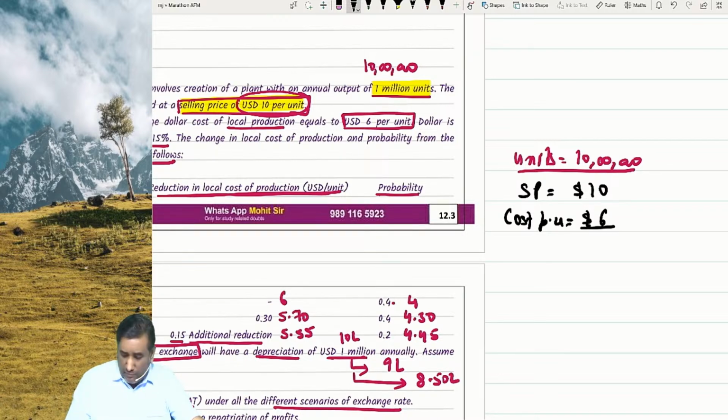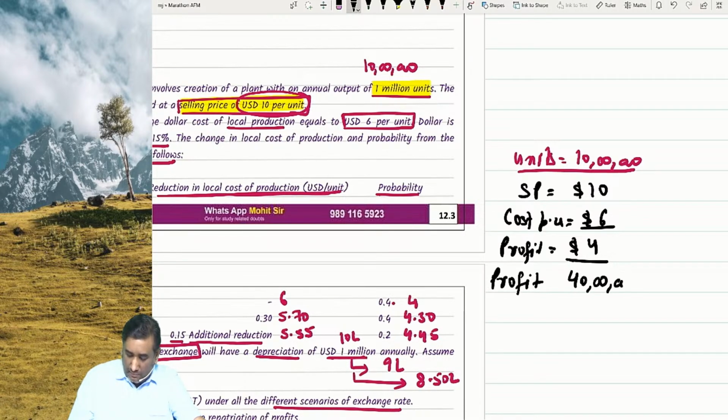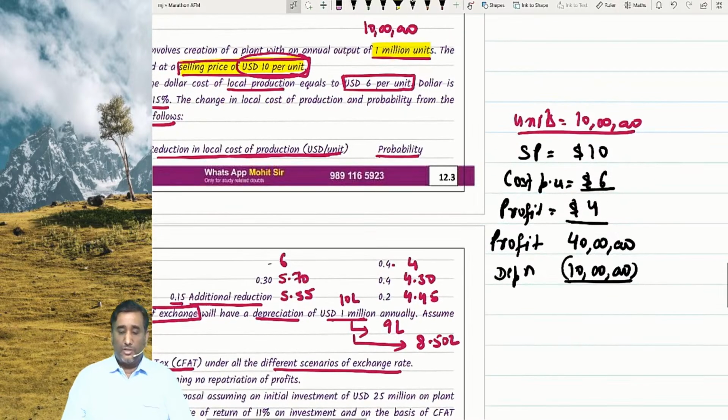So my profit would be $4 per unit, and total profit would be 4 into 10 lakh. How much? 40 lakhs. Total would be 40 lakhs. Depreciation is 10 lakh in the first case. In the second case depreciation will be 9 lakh.